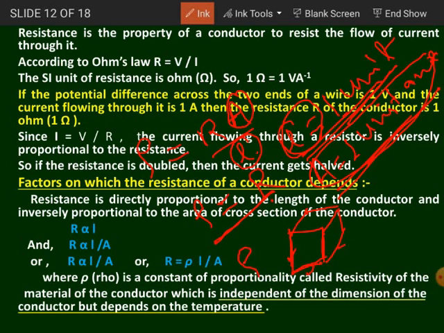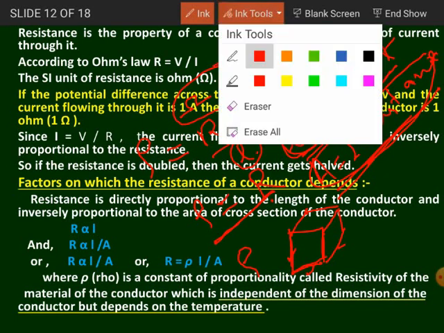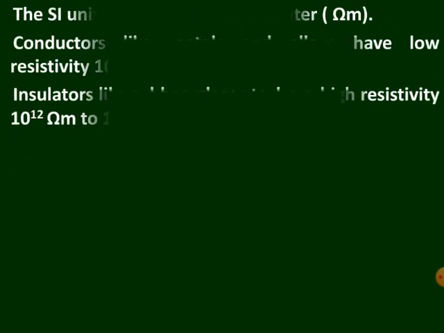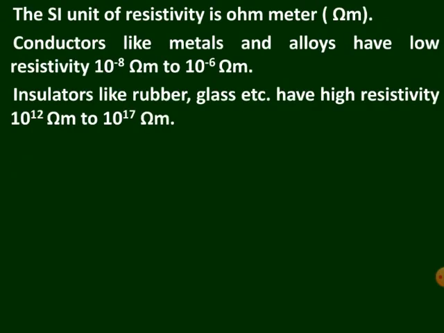Ohm meter. Your SI unit of resistance is measured in ohms. SI unit of area will be what? Meter square. SI unit of length will be what? Meter. So 1 meter and 1 meter will cancel and you will have ohm meter. So the SI unit of resistivity will be ohm meter. Got it? Let's clear all these things and let's go further. The SI unit of resistivity is ohm meter. So it will have different values.